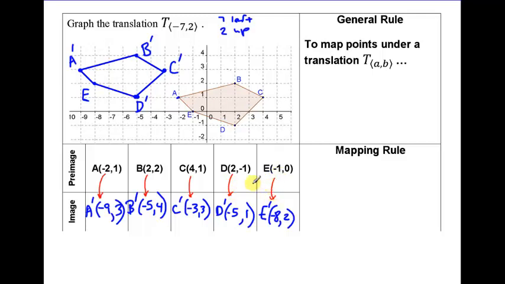If you're noticing, like I am, that each one of these is 7 less than it was before, you might write that down this way, that we've subtracted 7 from every x-coordinate to get our new one. Well, that sure looks like a pattern to me. What's happened to the y-coordinates?